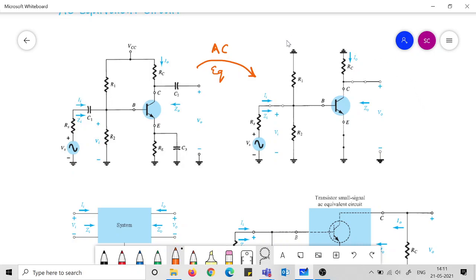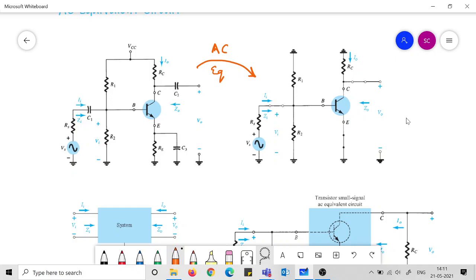To understand the concept, you look at the AC equivalent circuit first, this circuit on the right hand side. Here you note the variables which are written down in blue. Which are the variables? Ii, Zi, Vi, Io, Zo, Vo. Okay, so what are these?